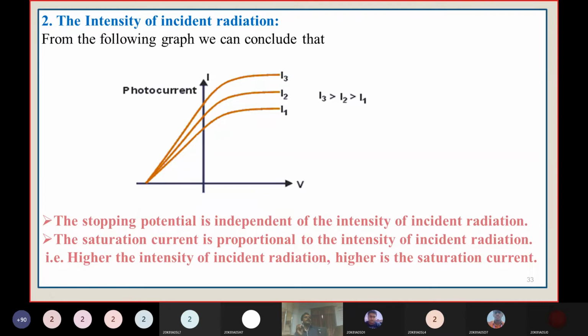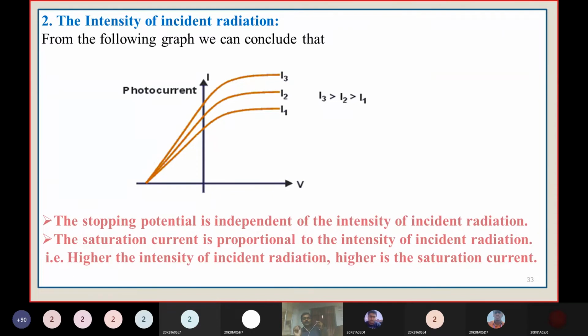Because if you increase the intensity, only the number of electrons increases. Their kinetic energy does not increase. Kinetic energy only depends on the frequency. That means if you give a high frequency, the work function is constant for a metal. If you take one metal, the work function is constant.